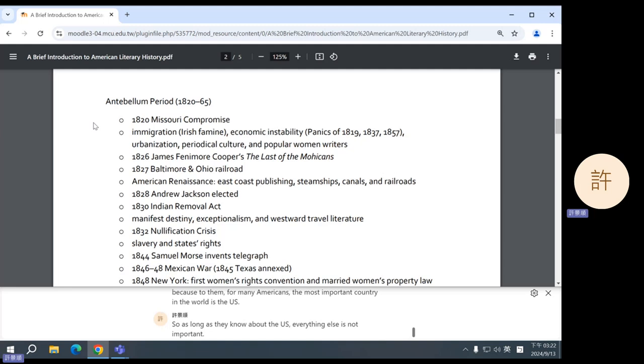Okay, so with manifest destiny and exceptionalism, there was a push westward. More and more people wanted to develop this continent that they now have and wanted to spread Western civilization. And so as people moved west, they also wrote about it and created the genre of westward travel literature.